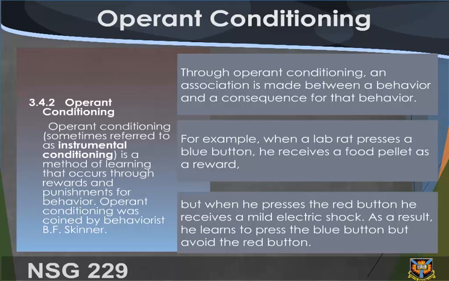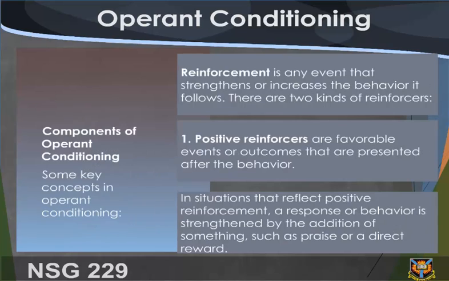For example, when a lab rat presses a blue button, it receives a food pellet as a reward. But when it presses the red button, it receives a mild electric shock. As a result, it learns to press the blue button but avoid the red button.